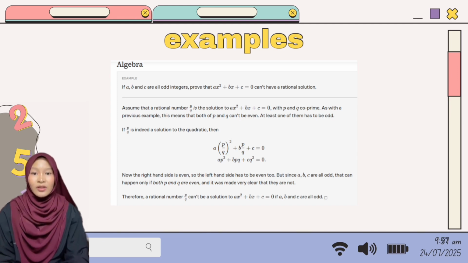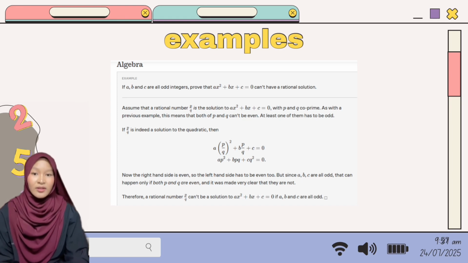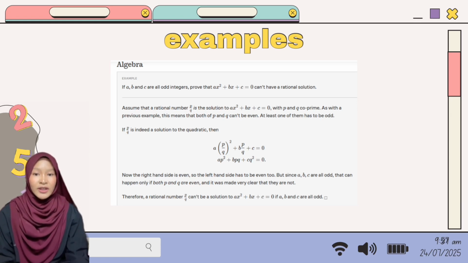Now, observe the parity of each term. Since A, B and C are odd and P, Q are integers, each term is odd if P and Q are odd. The sum of three odd numbers is also odd, so the left-hand side would be odd. But the right-hand side is 0, which is even. This creates a contradiction. An odd number cannot equal an even number. Therefore, our assumption must be false. The quadratic equation cannot have a rational solution if every coefficient is an odd integer.